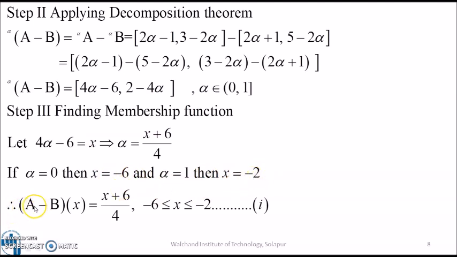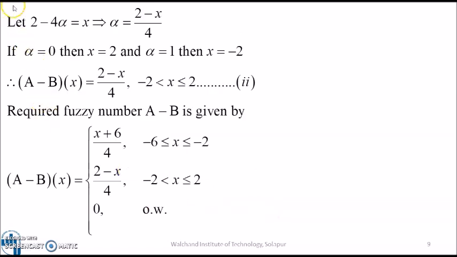Now these are the required 2 points. Therefore, we can define one of the steps for the membership function of A minus B as x plus 6 upon 4. Here the smaller number is minus 6, therefore we can write it on the left side: minus 6 less than or equal to x less than or equal to minus 2. Call it equation number 1.